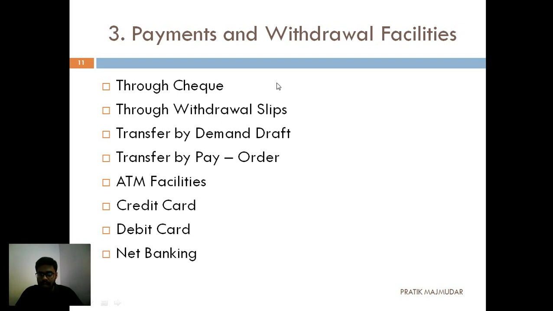Second, through a withdrawal slip. If you don't have a cheque, you can withdraw by the withdrawal slips which are there in the banks. Just fill up the withdrawal slip, the teller will check in their accounts the signature and the name of the person, and they will give you the money.